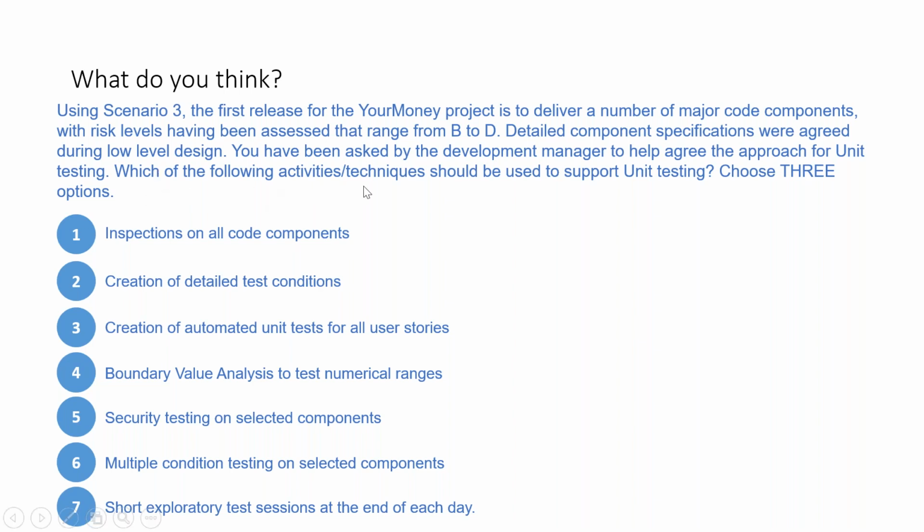Okay, which of the following activities / techniques should be used to support unit testing? Choose 3 options. So what activities and techniques will you recommend to your development manager based on your test strategy, based on your context, and based on this particular situation in the question? So a number of major code components with risk levels assessed from B to D are there now. You have to help your development manager. Okay, so inspections on all code components, will you recommend that?